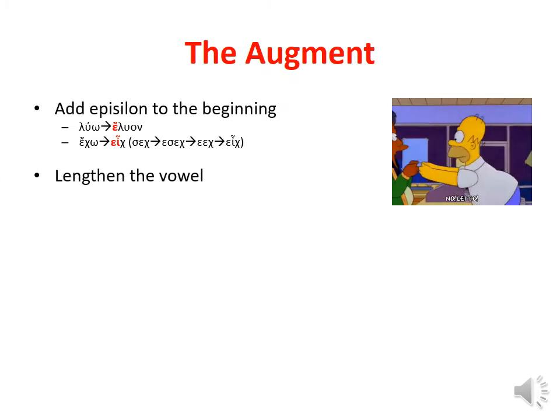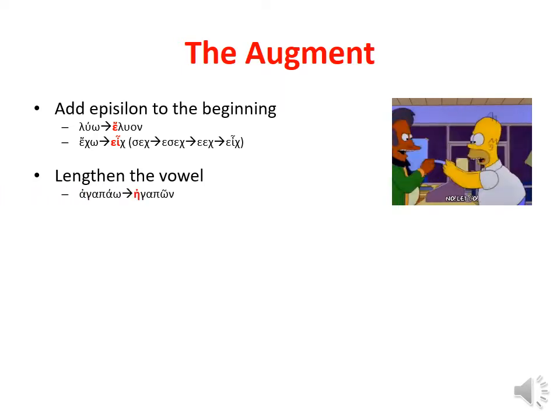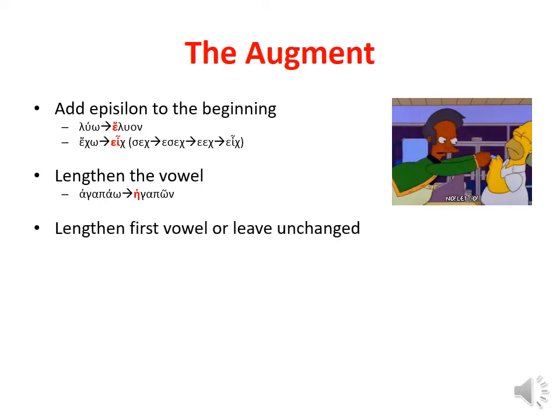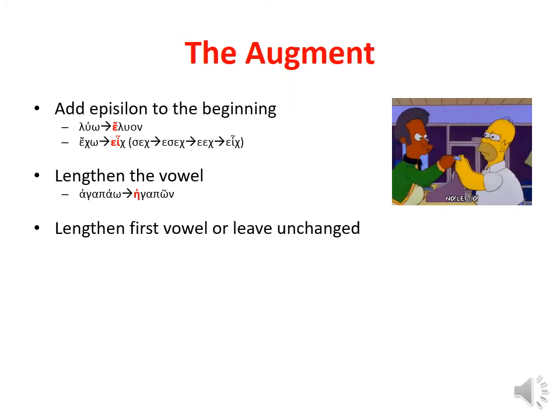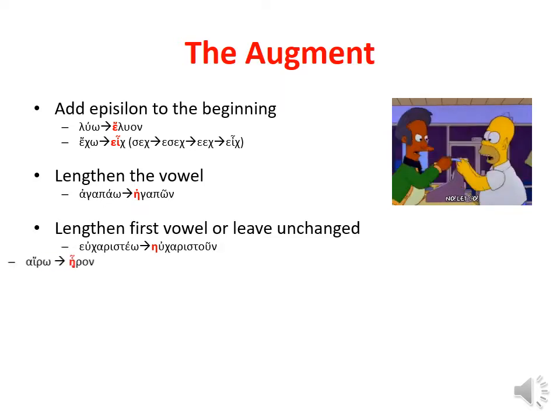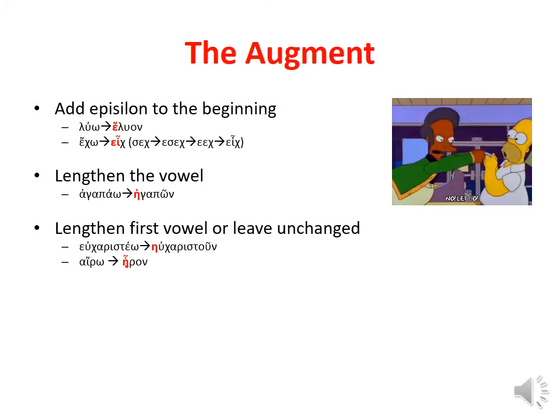When a verb begins with a vowel or a diphthong, usually we will lengthen the vowel. Agapao becomes ēgapaon, and that eta is actually an augmentation. In other situations, we'll lengthen the first vowel or leave the first vowel unchanged, like when we have the diphthong eu. Eucharistou becomes eucharistoun. And with airo, the alpha will lengthen to eta, and now the iota will subscript.